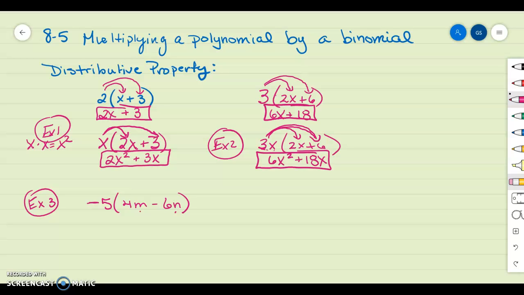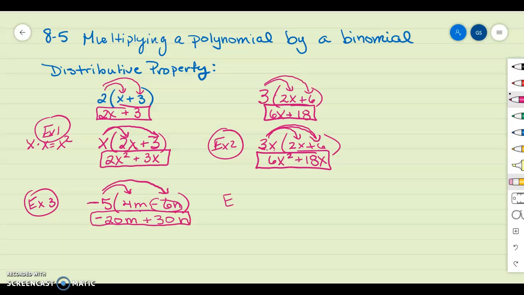So we're going to make our arrows. Okay, so we have -5 times 4m. Well, you can think of it as -5 times 4, which is -20, and then bring the m along. Okay, and now you have -5 times -6n. -5 times -6 is a +30, and bring the n along. Don't forget this negative times a negative is a positive.